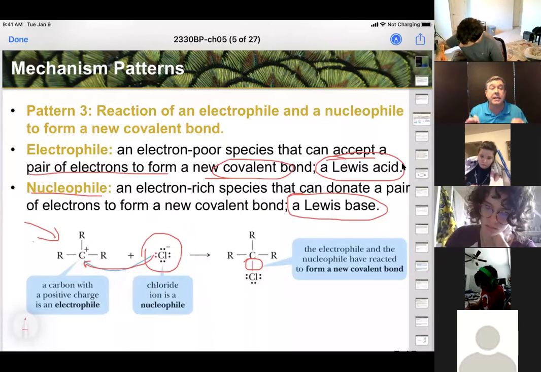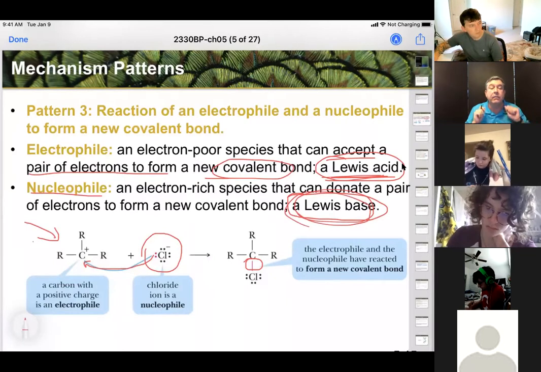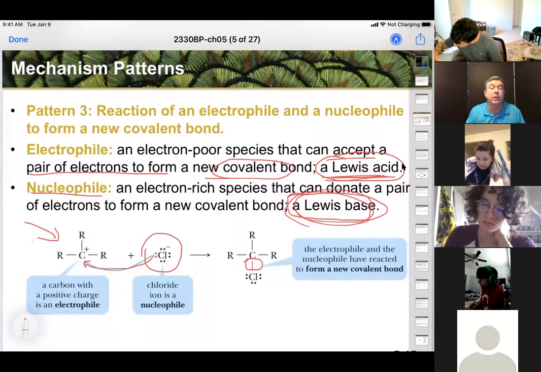Okay, so the key here is the electrophile wants to accept electrons to form a new bond, Lewis acid. And the nucleophile is looking for a positive charge to share its electrons with, Lewis base, and they form covalent bonds. Okay, so we have add a proton, take a proton away, and react between an electrophile and a nucleophile, or an acid and a base.